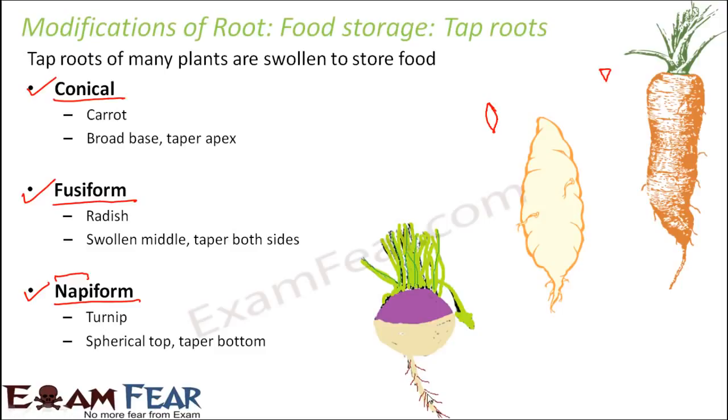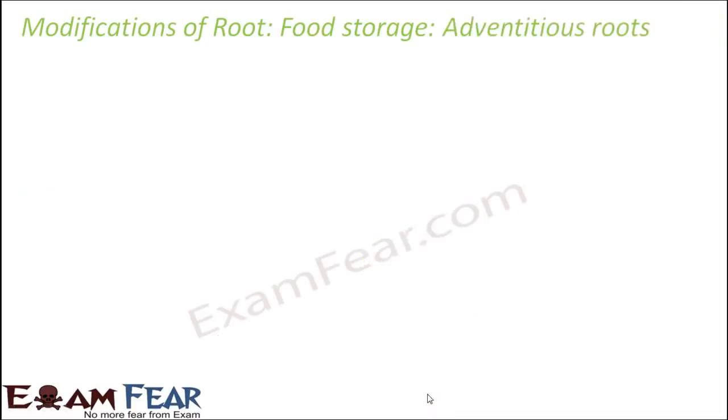So basically what we eat, the edible part of a carrot or a radish or a turnip is nothing but the root. So root stores all the food that the plant actually needs. So these are all examples of tap root where you have one primary root and from there you have several branches coming out. So these are all modifications of tap root which are swollen for the purpose of food storage. Now depending upon their different shapes, they are classified as conical, fusiform or napiform.